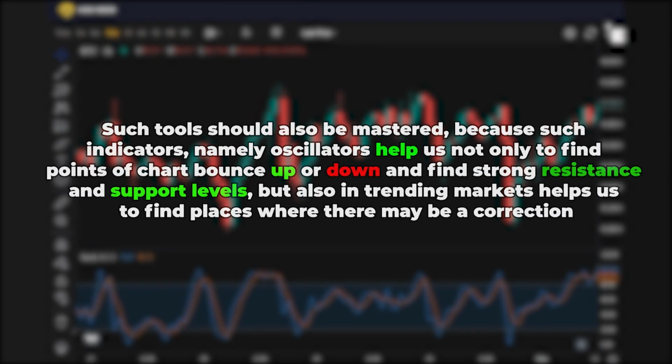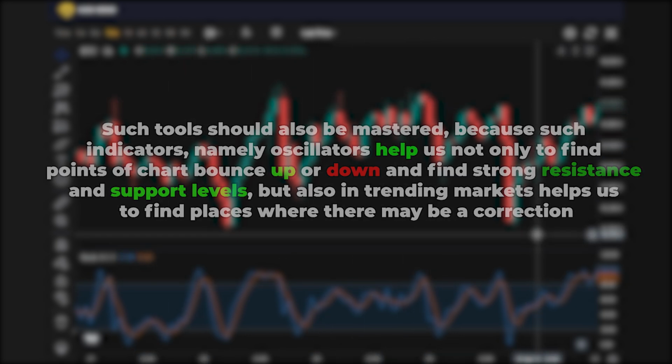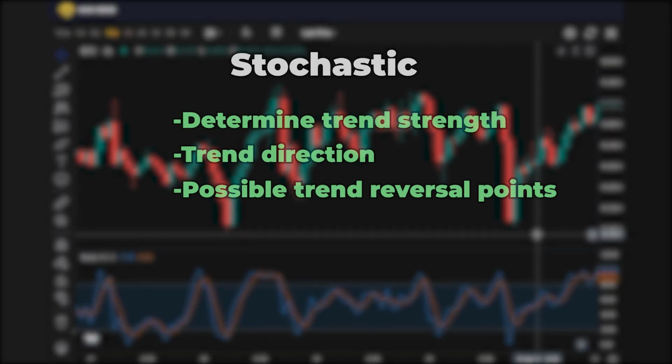Such tools should also be mastered, because such indicators, namely oscillators, help us not only to find points of chart bounce up or down and find strong resistance and support levels, but also in trending markets help us to find places where there may be a correction. They help to determine trend strength, trend direction, and possible trend reversal points.